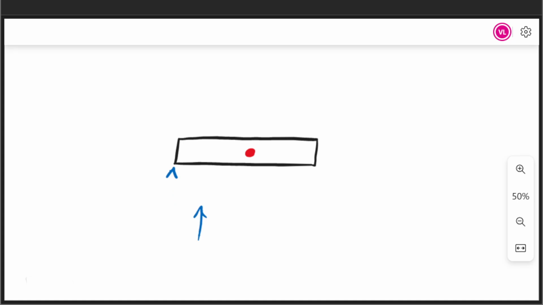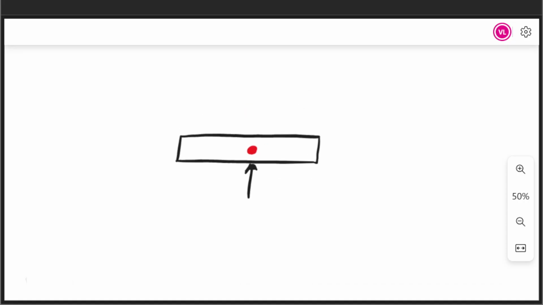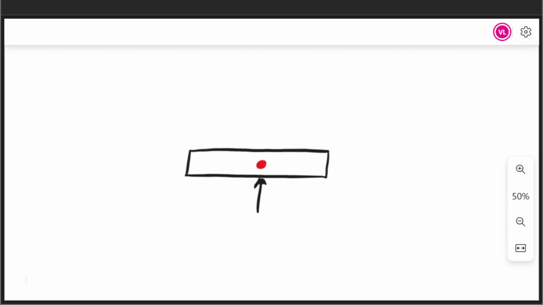And why is that? Well, it's because you're applying a force in the direction that the center of gravity is not located. So if you were to actually apply the force where the center of gravity is, here, then that pencil would actually move up and down. It wouldn't rotate at all.